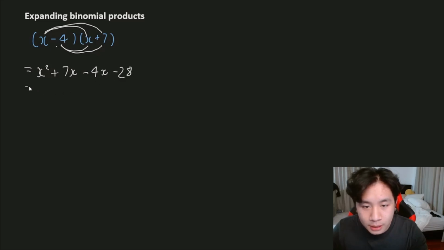And then same thing, you collect the like terms. X squared has no like terms. 7x is like terms with minus 4x. So if you do plus 7x minus 4x, that gives you plus 3x. And then minus 28 by itself.